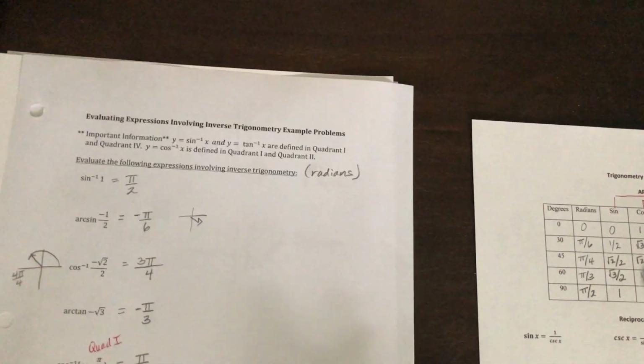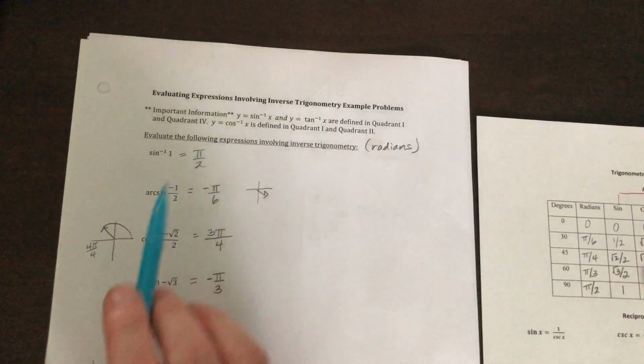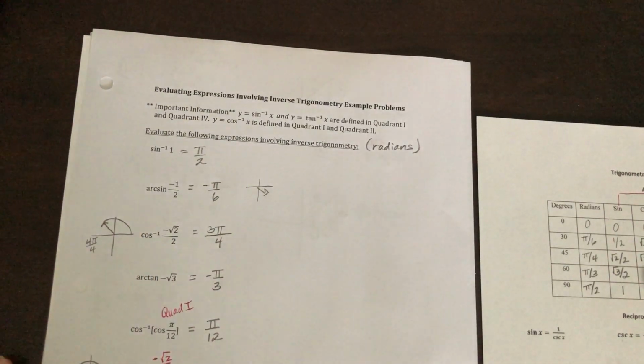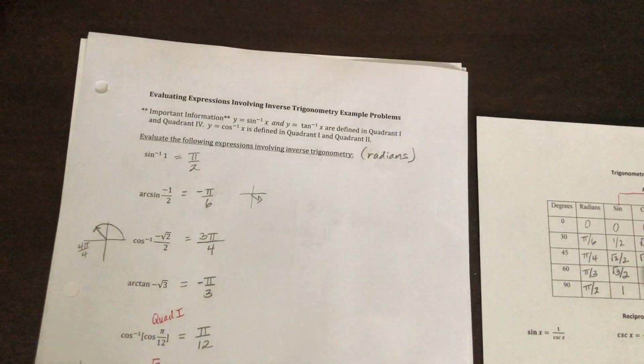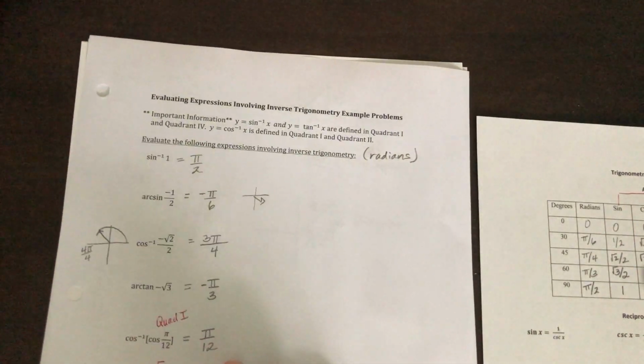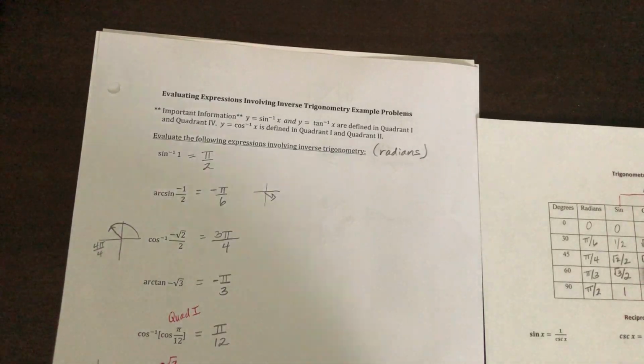Expressions, remember that inverse sine and inverse tangent are defined in quadrants 1 and 4, and inverse cosine is defined in quadrants 1 and 2. We're going to work inside out. Make sure that if you see arc, it is the same thing as inverse.